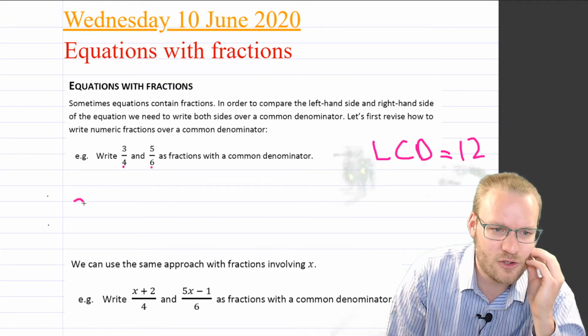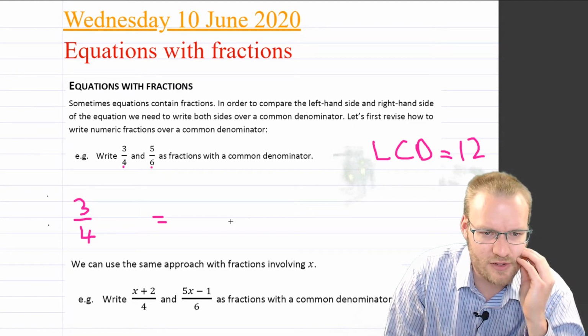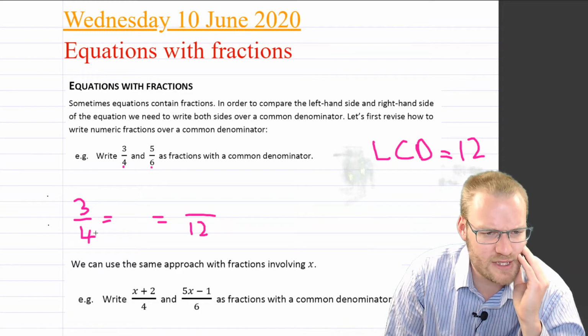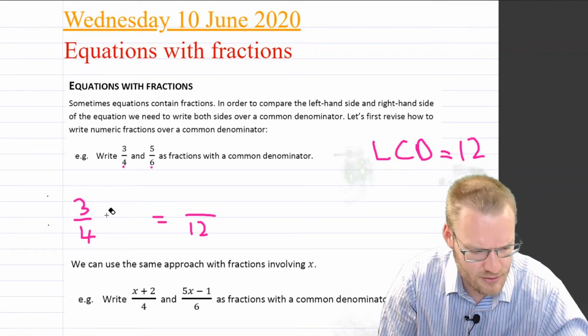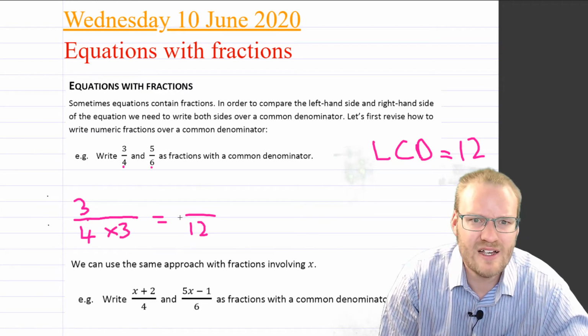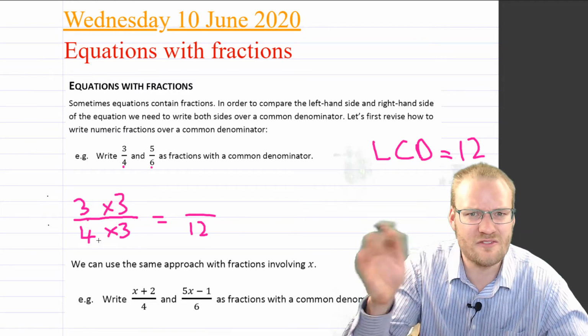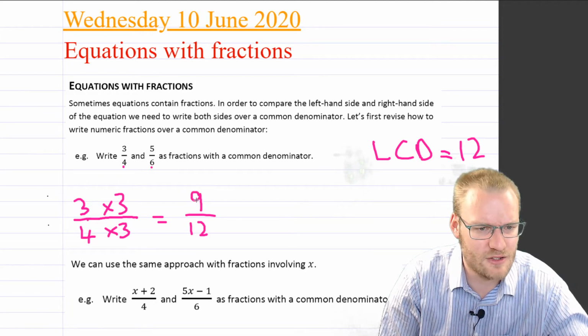So therefore 3/4, if we wanted to write it as something over 12, then as an in-between step, how do we get from 4 to 12? Well, we'd multiply this by 3, wouldn't we? So let's see. 4 times 3 does give us 12. And we already know this concept of, well, we must multiply the top so that the fraction stays the same. So therefore, that's 9 over 12.